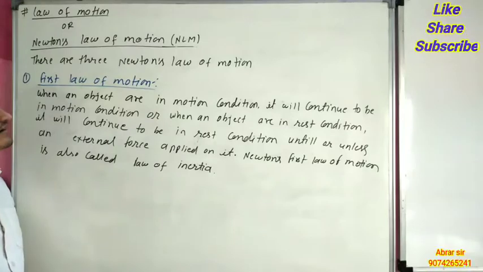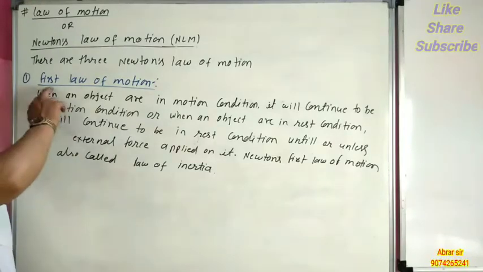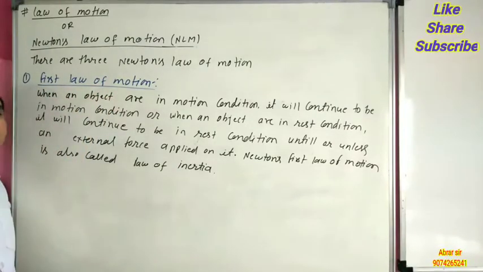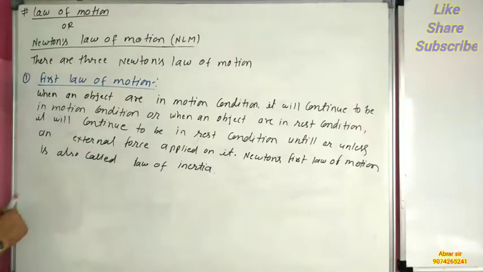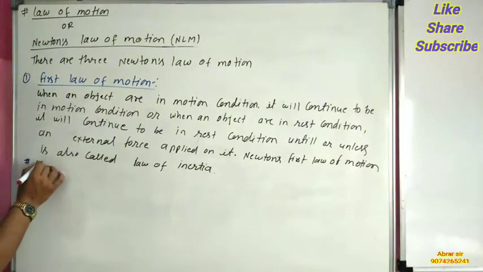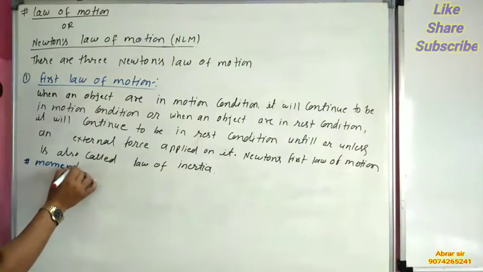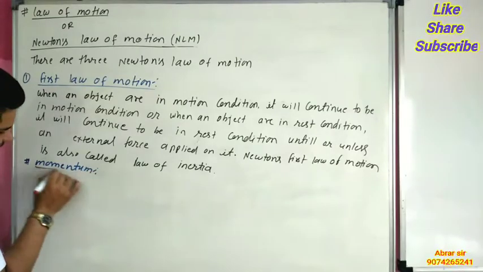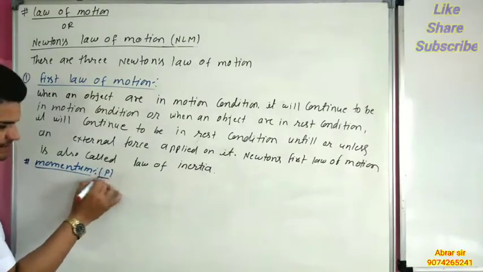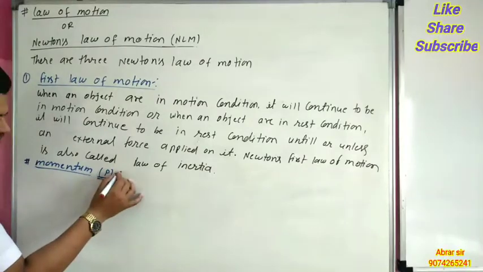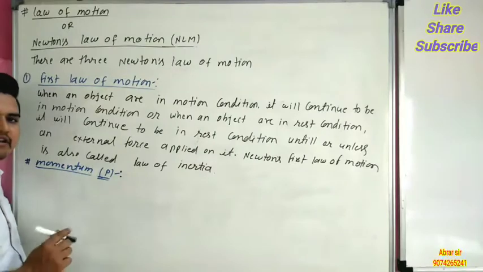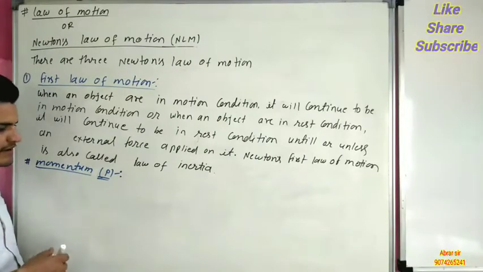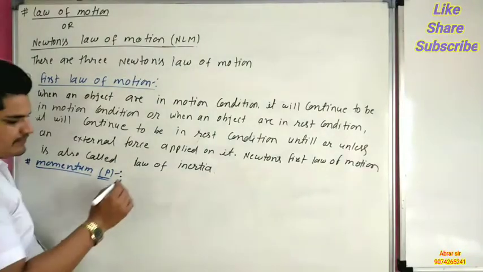Now we are going to start Newton's second law of motion, or we can say the second law of motion. But before starting the second law, we should know what momentum is. So our next topic is momentum. Remember, momentum is denoted by P. So what is momentum? Momentum is nothing but a product of mass and velocity.